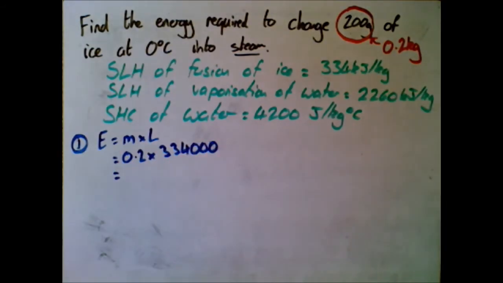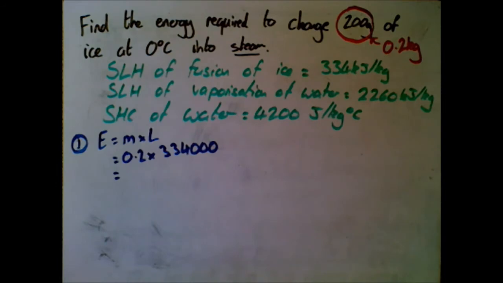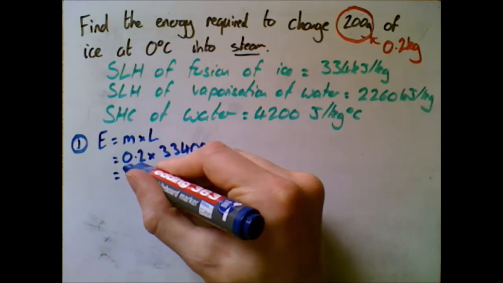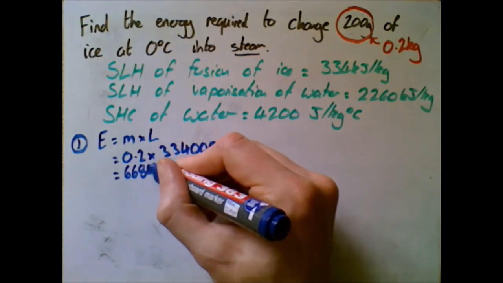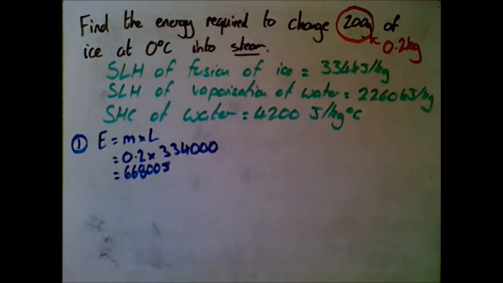Okay, so we've got 0.2 times 334,000. I'll put that into my calculator. And I get an answer of 66,800. So I need 66,800 joules just to turn 200 grams of ice into water. That's quite a lot, really.